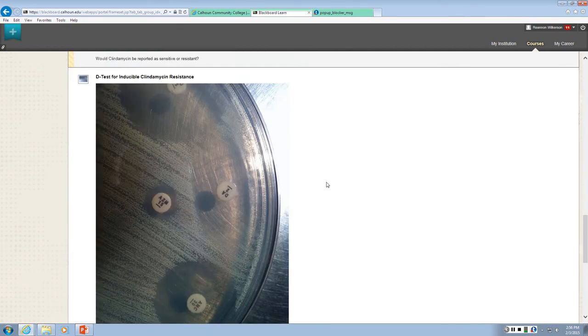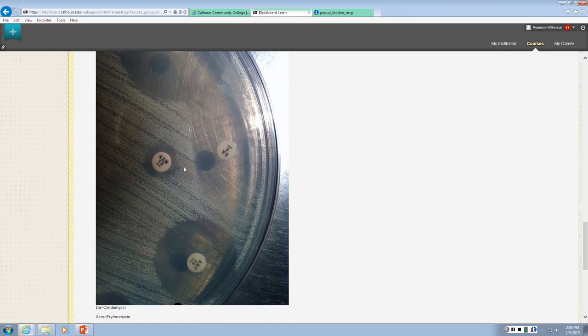Here's a good example of a positive D test. So my azithromycin, I don't really even have to look it up. It's got a very, very small zone. It's probably going to be resistant. Here, my clindamycin, notice I have all this zone of inhibition, but all of a sudden it flattens out right here. It's in the shape of a D. So I don't have to measure that zone. I can call it resistant. If that flattened edge is there, it's resistant.